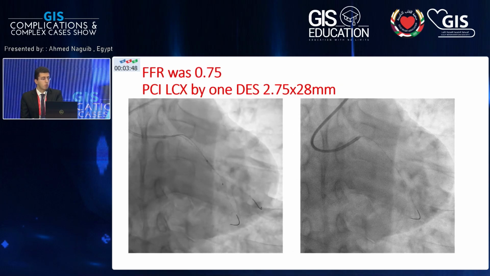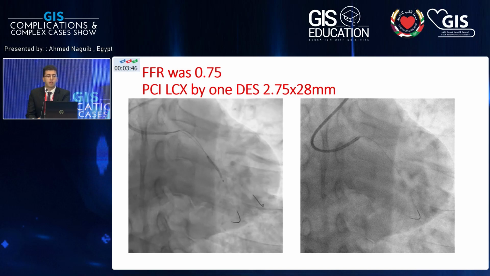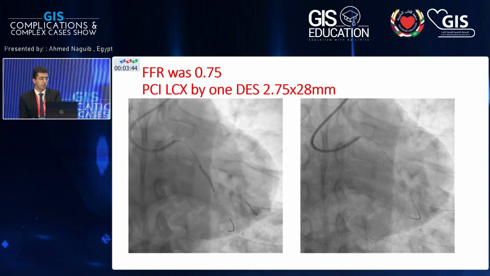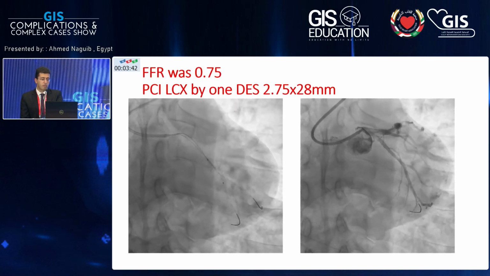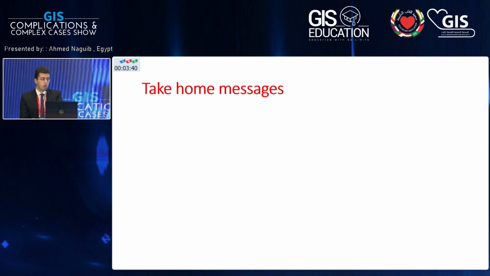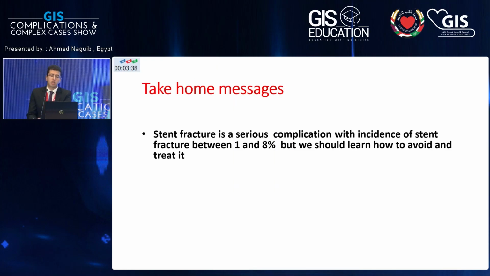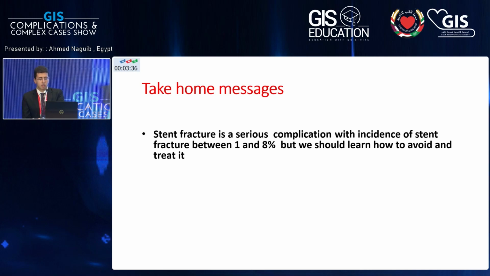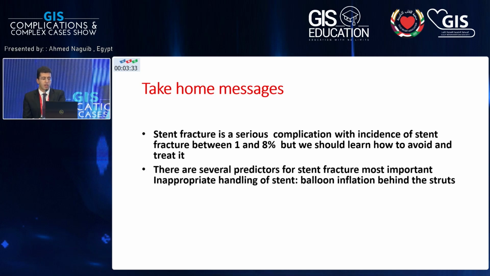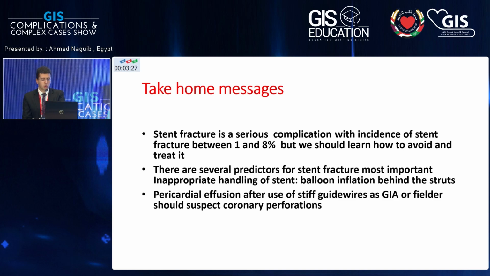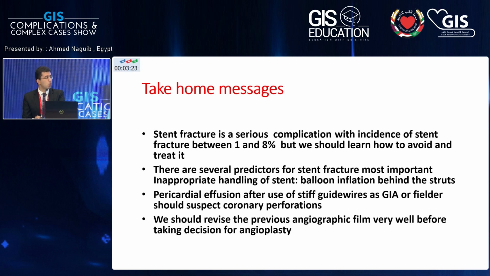And then we did an FFR, which is positive, and we did a PCI to the LCX, provisional stenting, 2.75 at 28. My take-home message is that stent fracture is a serious complication. We should learn how to avoid it. There are several predictors for stent fracture, most important, inappropriate handling of a stent. We should suspect a coronary perforation when we use stiff guide wires. And the most important key message, we should revise the previous angiographic films before taking a decision for angioplasty.